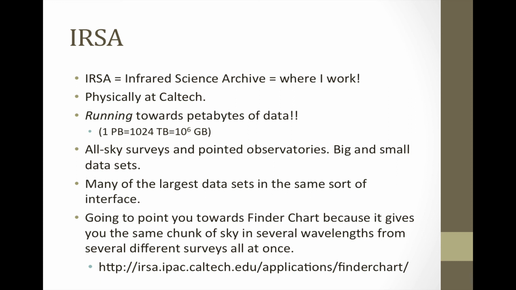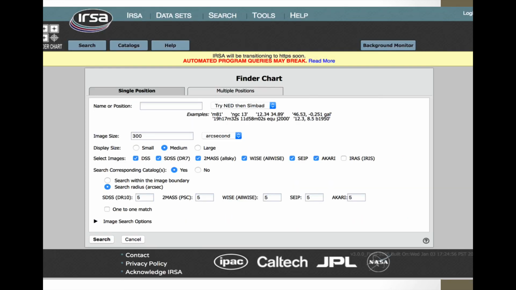I'm going to point you towards a tool called Finder Chart, because it gives you the same chunk of sky in many different wavelengths from many different surveys all at once. That's the URL, but there's also a big button on the IRSA homepage that will take you to Finder Chart. So that's what it looks like when you load it. The first thing you need to put in is a name or position of the object that you want. Right now, it doesn't handle solar system objects, so if you put in Jupiter, it'll go, huh? Okay, so you don't want Jupiter.